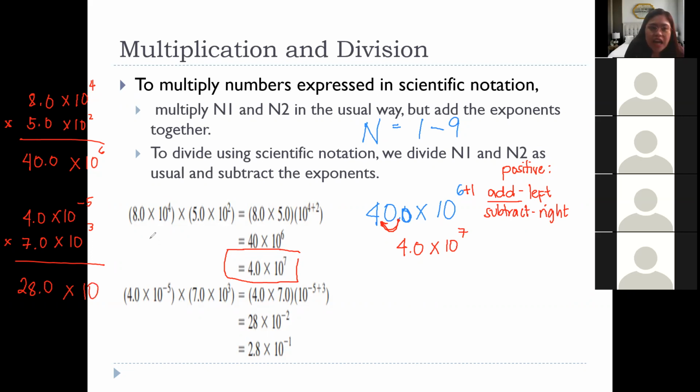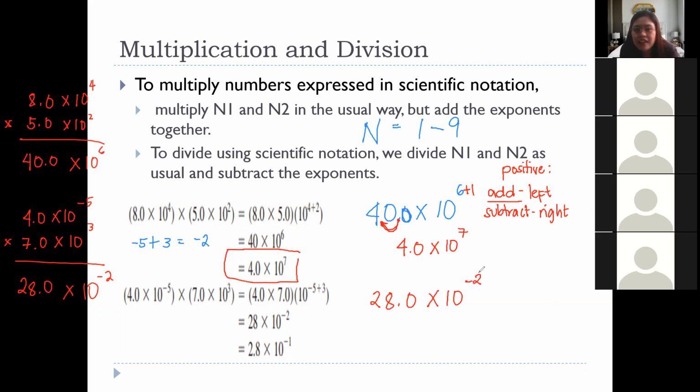We add it, right? So now we add: negative 5 plus 3. What is negative 5 plus 3? Negative 2. So this becomes now negative 2. Basically, multiplication. So our answer here is 28.0 times 10 raised to the power of negative 2.